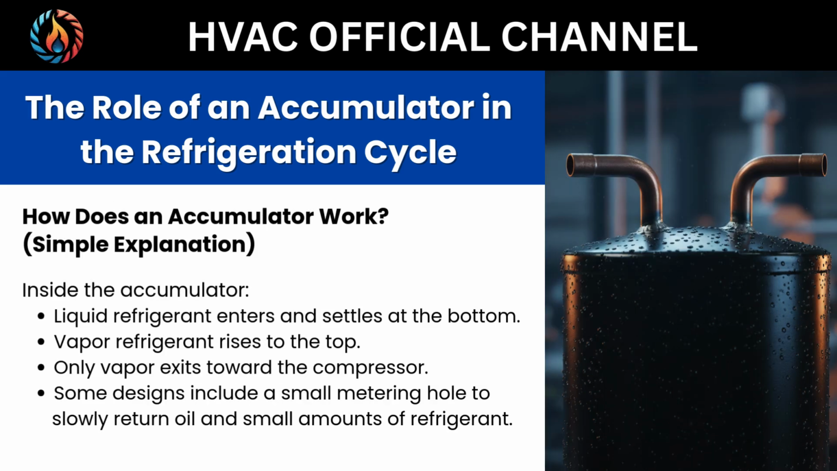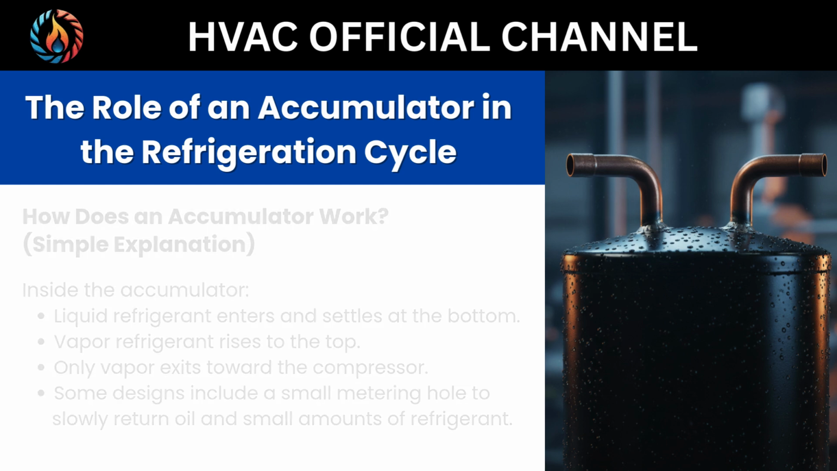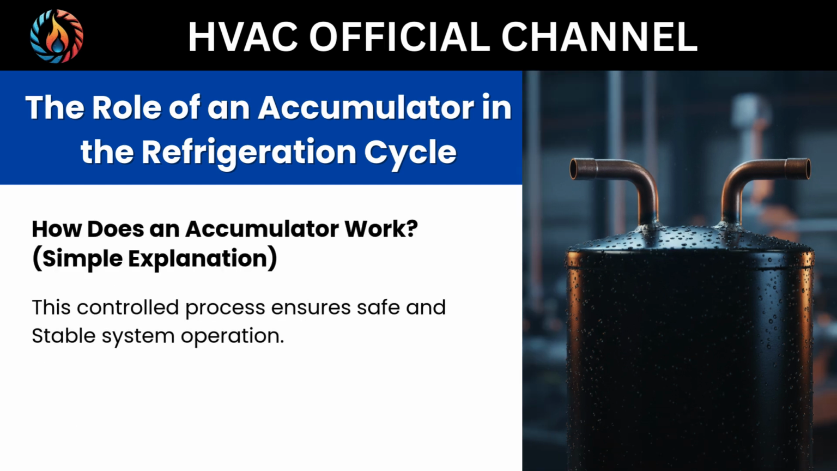How does an accumulator work? Simple explanation. Inside the accumulator, liquid refrigerant enters and settles at the bottom. Vapor refrigerant rises to the top. Only vapor exits toward the compressor. Some designs include a small metering hole to slowly return oil and small amounts of refrigerant. This controlled process ensures safe and stable system operation.